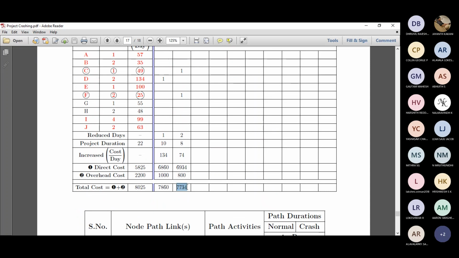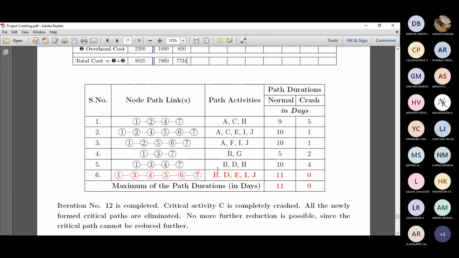Now it started declining again. So at one point it started increasing, and now it started declining. So 7850, sorry, 7834 is the least cost slope. Then we'll take a look at that. Then our original critical path gets retained.